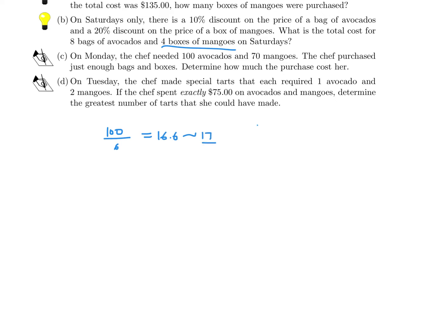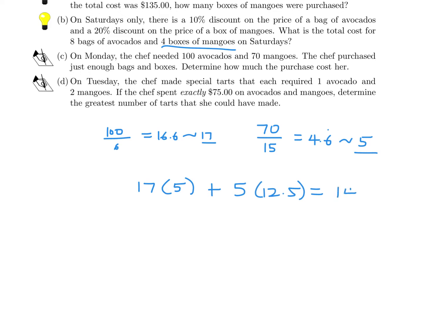17 bags. And similarly for the mangoes, he needs 70, but each box contains 15. So that's 4.6 approximately. But we have to have a whole number, so we've got to buy at least 5 of those. So we've got to buy 17 bags, at $5 per bag, and 5 boxes, and each box is $12.50 for the mangoes. And this is $147.50. So that's pretty much how that goes.